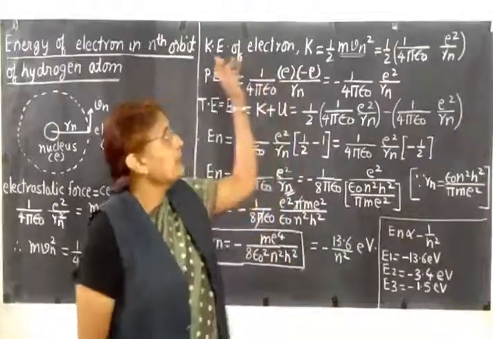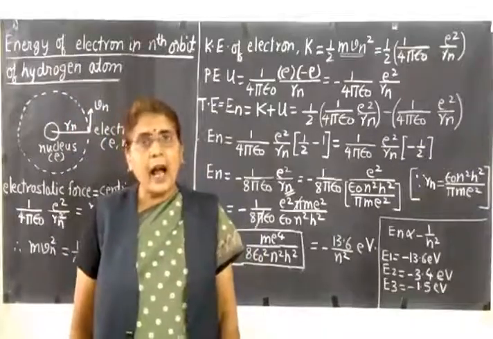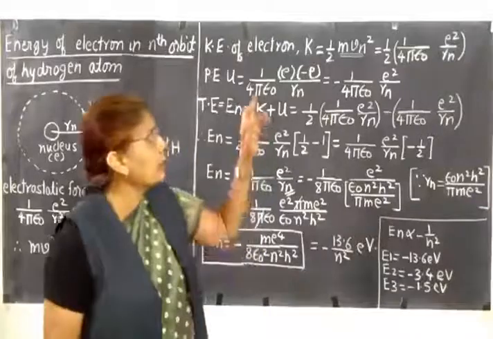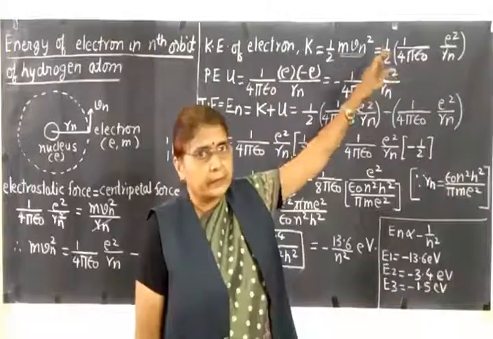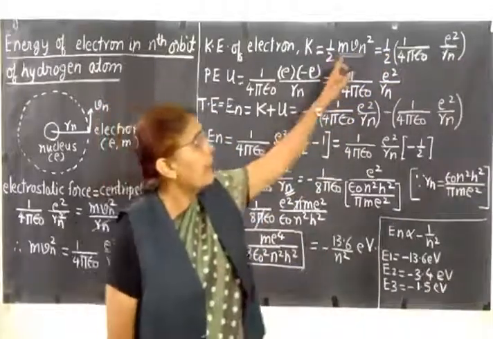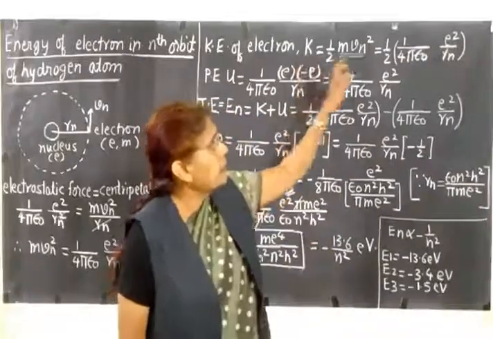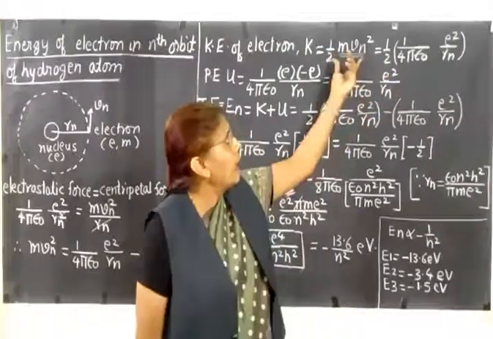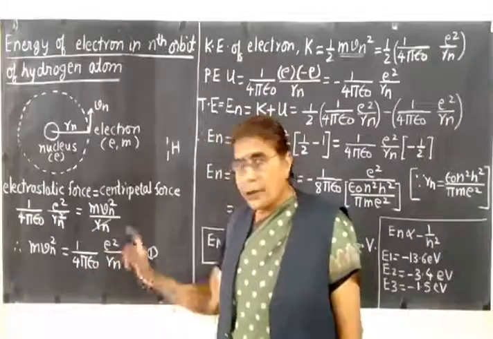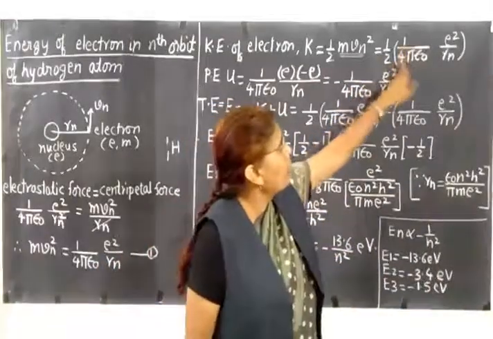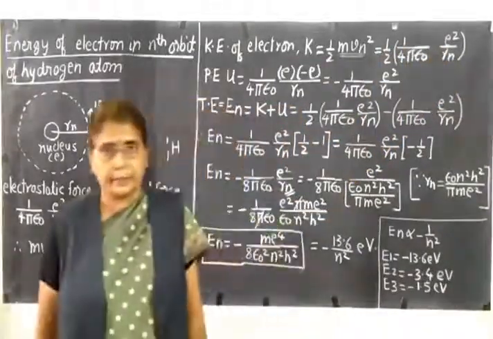Now we shall find out the kinetic energy of the electron. In general, kinetic energy is given as half mv square. So here also, the kinetic energy K of the electron is given as half m Vn square. Let us put the value of m Vn square from equation 1. So kinetic energy K is equal to half as it is, then m Vn square is nothing but 1 upon 4 pi epsilon 0 e square upon Rn. So that is equal to 1 upon 4 pi epsilon 0 e square upon Rn into half. So this is your kinetic energy.